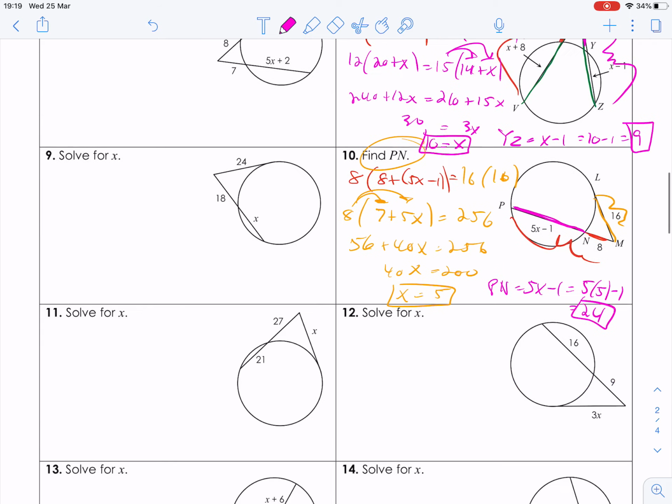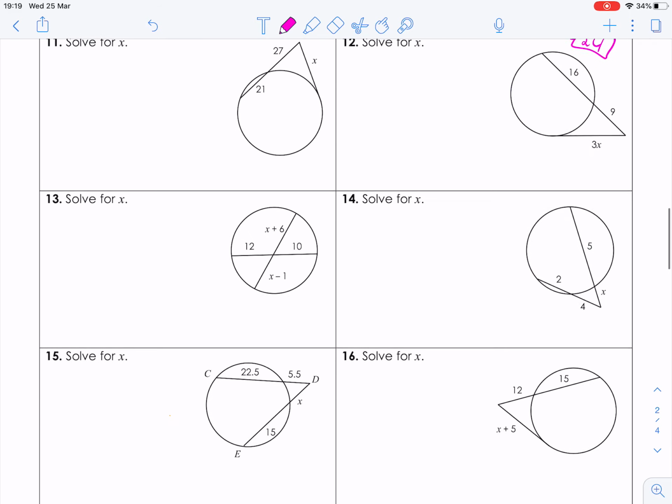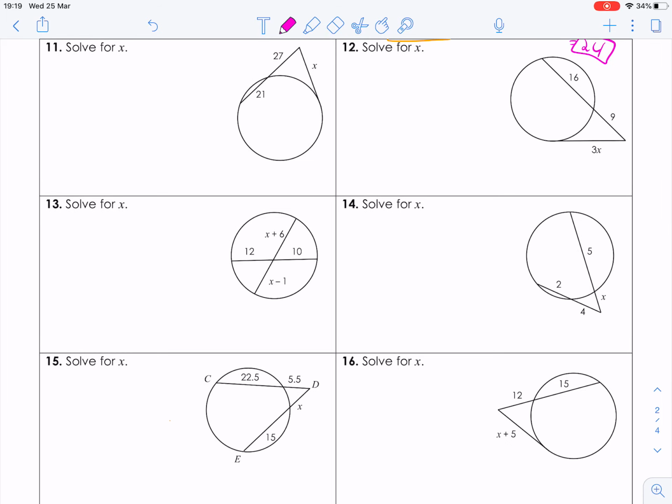There we go. 10 we did, so let's do these 3 and we're good. All right, so this is going to be a secant and a tangent. So the tangent is going to be 3x times the whole thing, which is 3x, so we just square it. And then we get the outside, 9, times the whole thing, which is 25. So this gives us 9x squared, and this gives us 225.